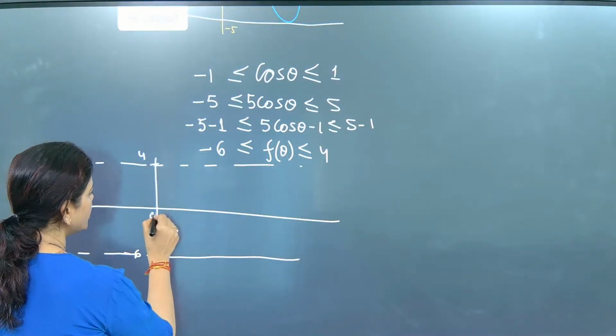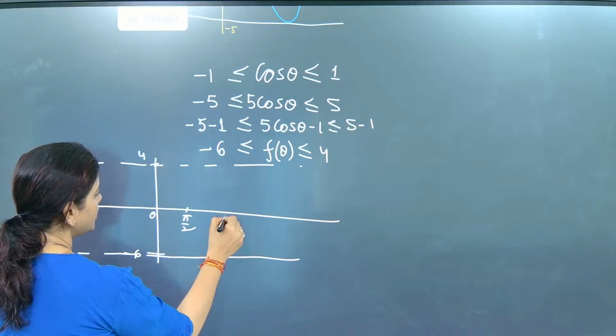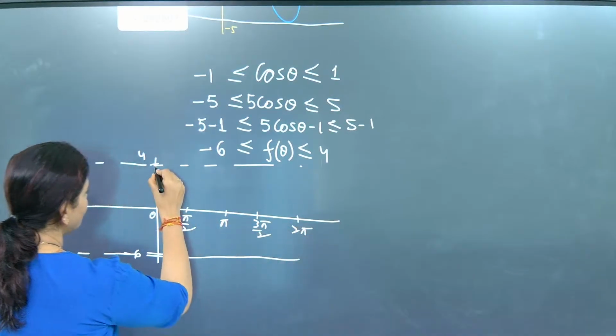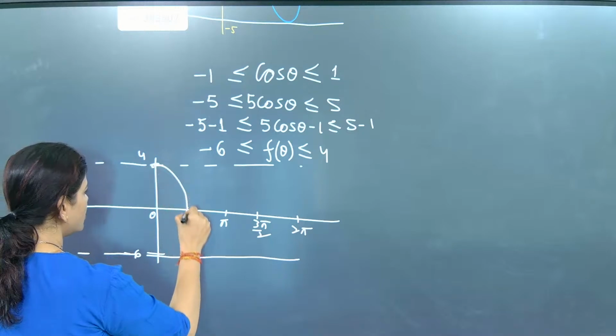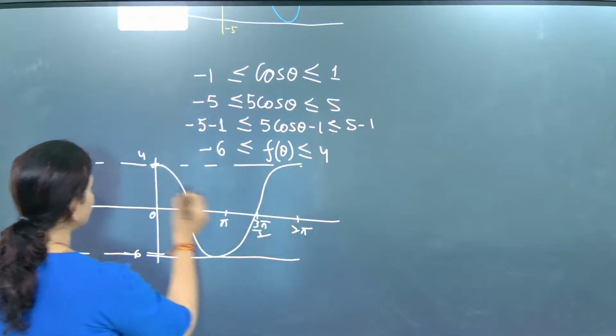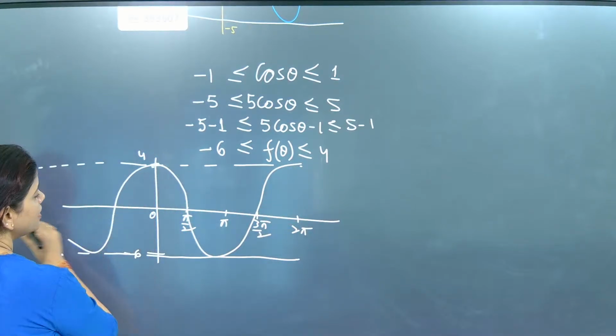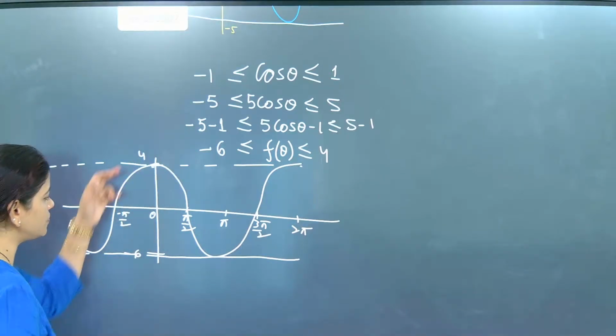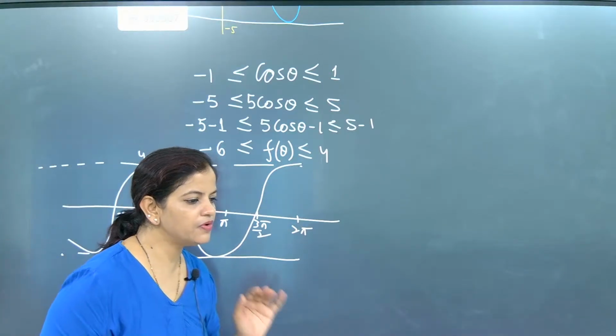So what you are doing: 0, pi by 2, pi, 3 pi by 2, 2 pi. Why make it too complicated? We will just draw the same thing. But earlier that was between minus 1 to 1. Now it is between 4 to minus 6.